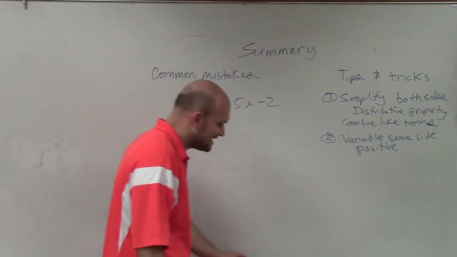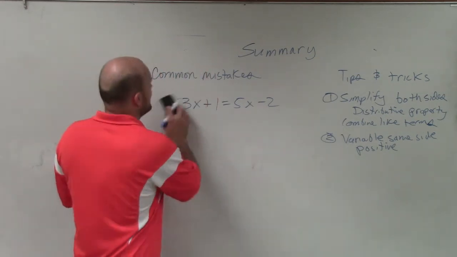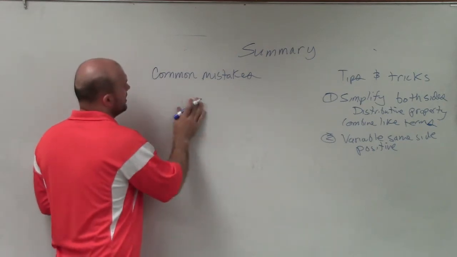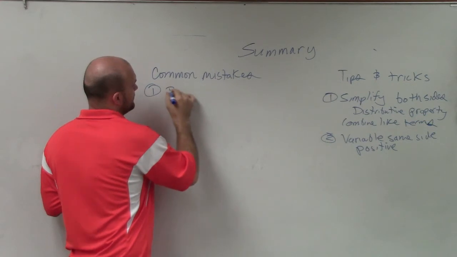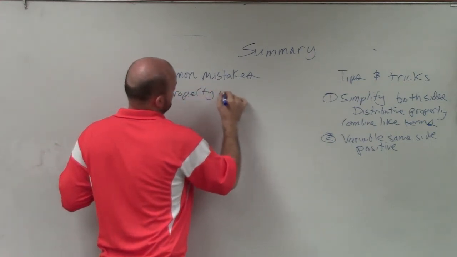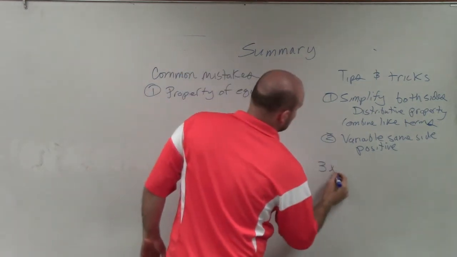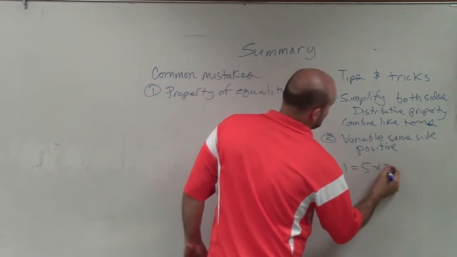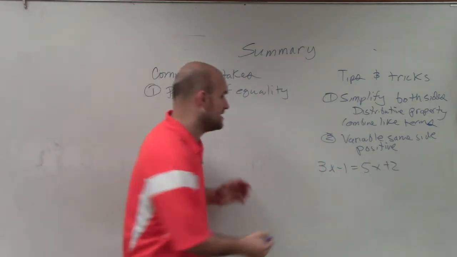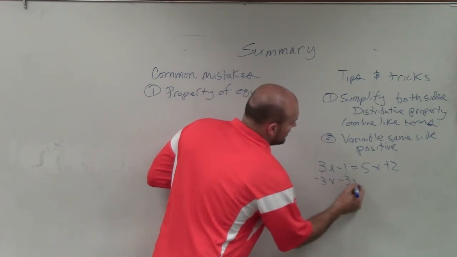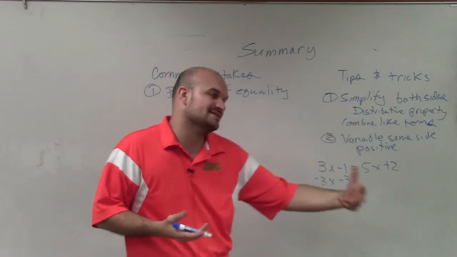As far as some common mistakes that I see with students, let's go through this. Some common mistakes would be the property of equality. Let's go through that: 3x minus 1 equals 5x minus 2, or plus 2. A lot of times I see students say, okay, subtract the 3x, and they'll subtract the 3x on only one side. Remember, whatever you do on one side of the equation, you have to do on the second side of the equation.